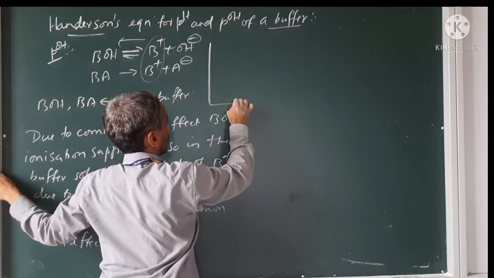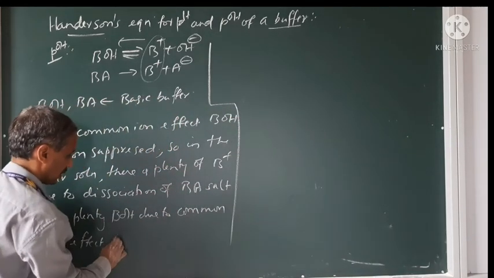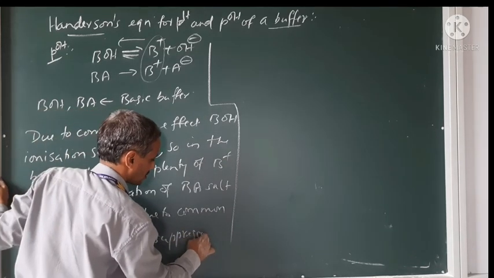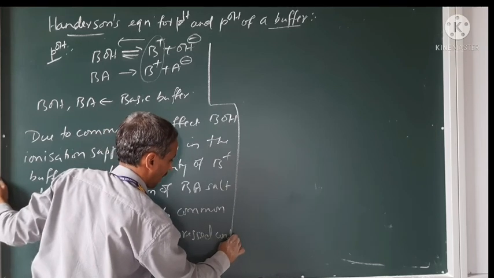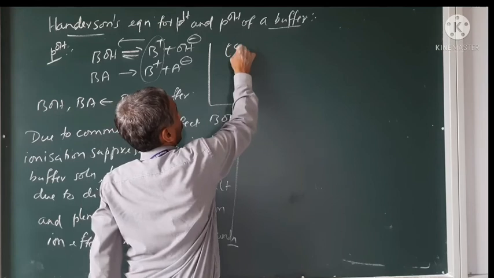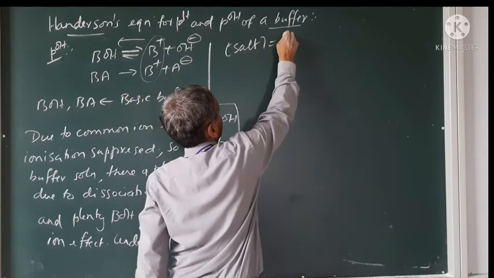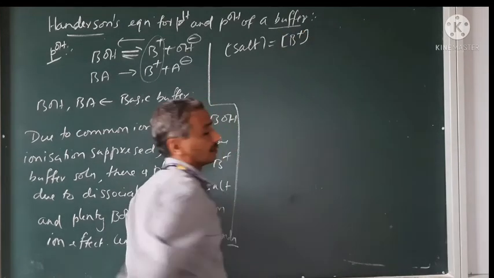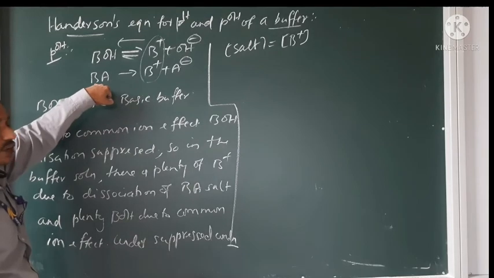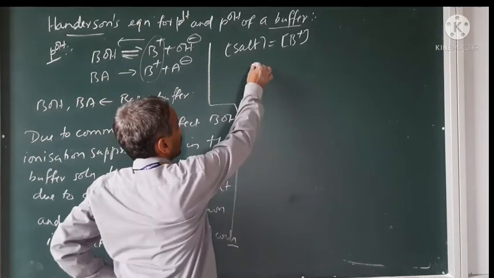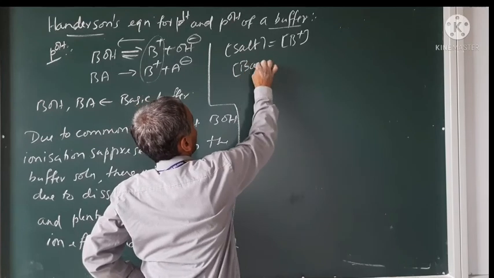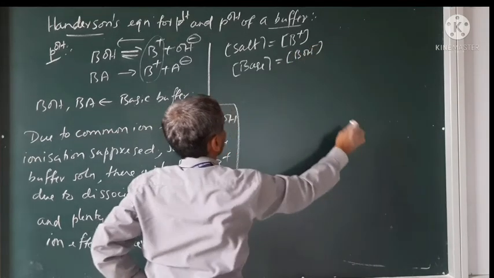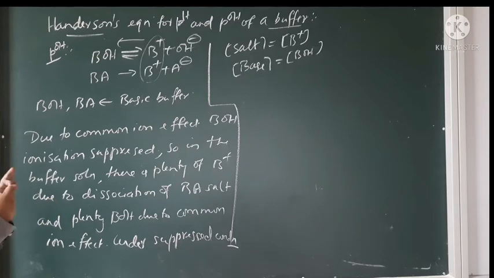So, what happened then? Under suppressed condition, the B plus concentration can be taken as whatever B plus concentration is in the solution. Whatever the B plus is, that is from the salt only, and the base concentration is of BOH. Base concentration of BOH only.